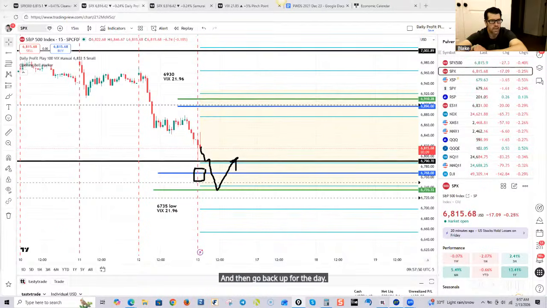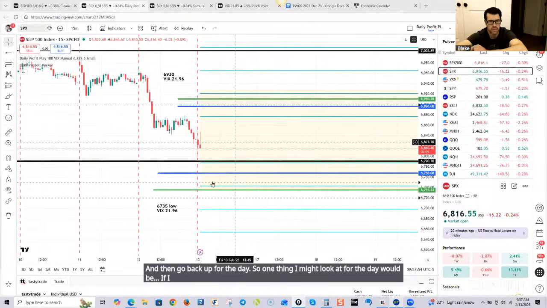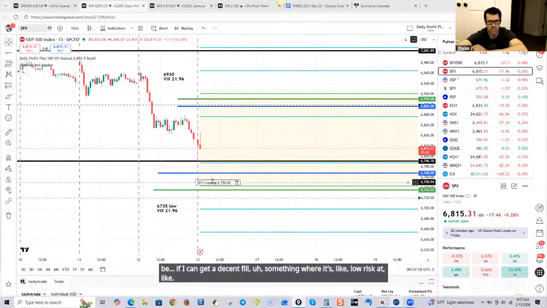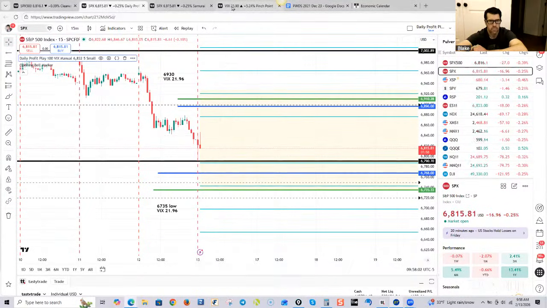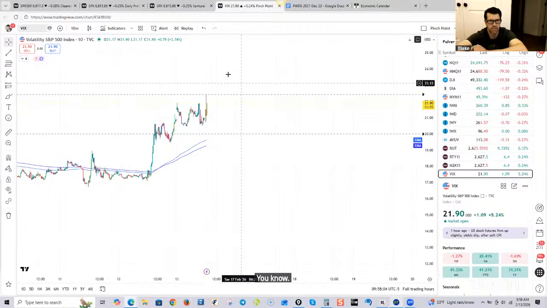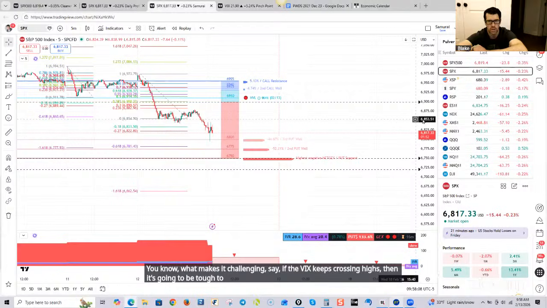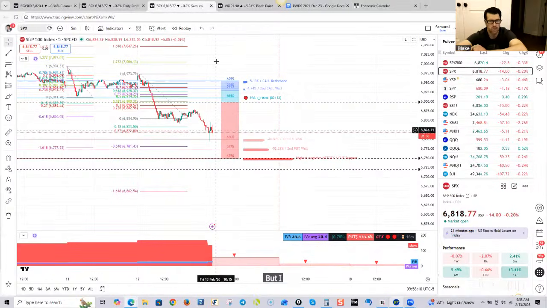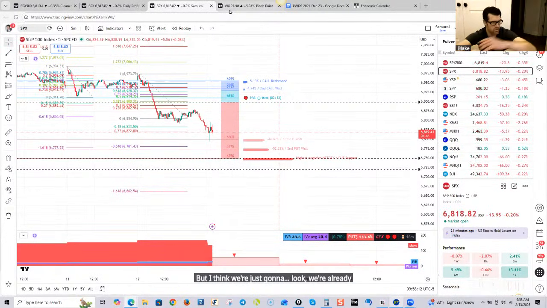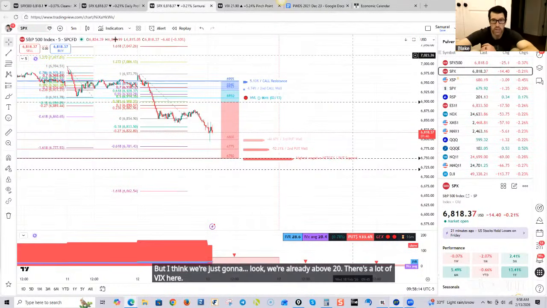So one thing I might look at for the day would be if I can get a decent fill, something where it's like low risk at like the 67.50 or 67.40. What makes it challenging today? If the VIX keeps crossing highs, then it's going to be tough to call that bottom right away. But I think we're just going to look. We're already above 20. There's a lot of VIX here. Above 20 is a lot.